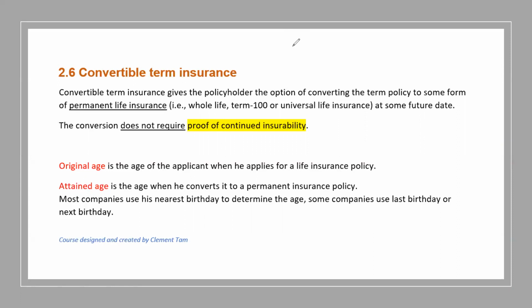When you initially apply for term insurance, that's your original age. And when you decide to convert it to a permanent policy, the insurance company is going to use the attained age to calculate the new premium. For both ages, most insurance companies use the nearest birthday. But some companies use either the last birthday or the next birthday.